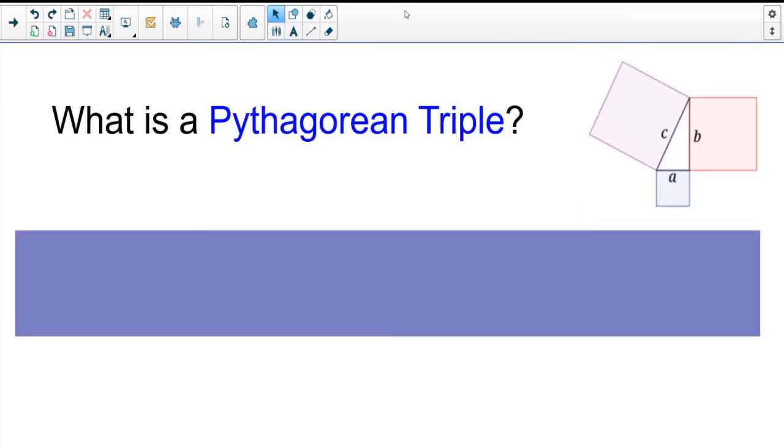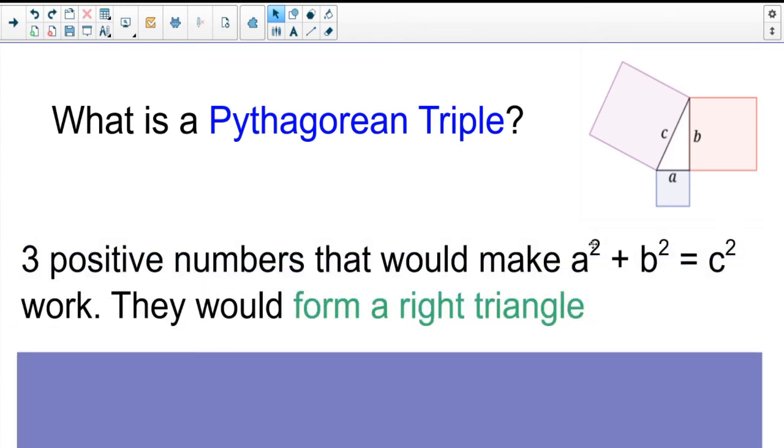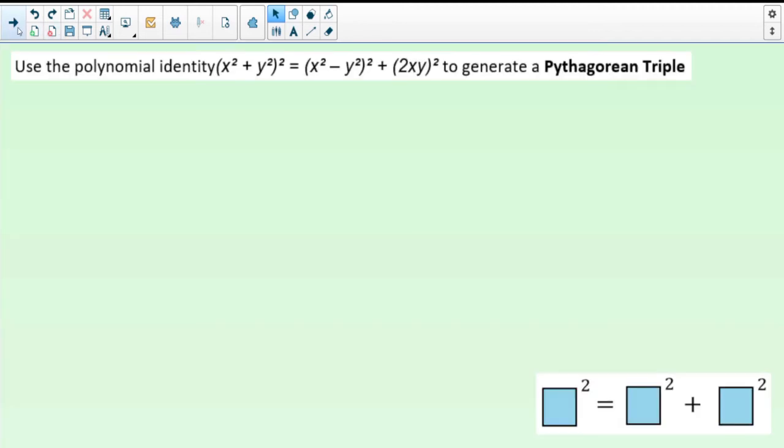The next thing we're going to talk about here is called a Pythagorean triple. And you've probably solved problems with the Pythagorean theorem. You've probably solved these back in 8th grade math or algebra 1. But here we're going to talk about a Pythagorean triple, which is just 3 positive numbers that make a squared plus b squared equals c squared true, that make it work. So any 3 positive numbers that form a right triangle. And what we're going to look at here is just a method that generates Pythagorean triples.